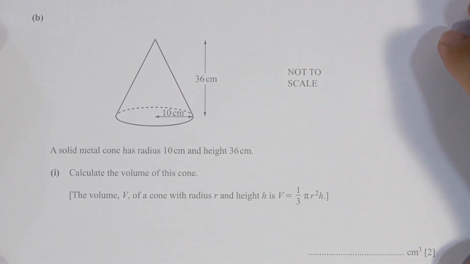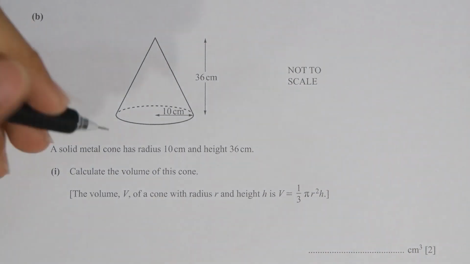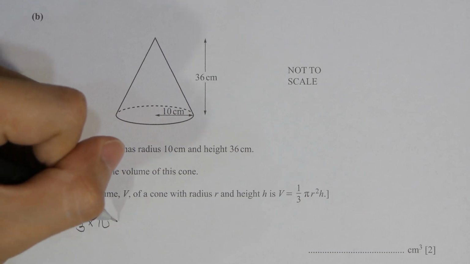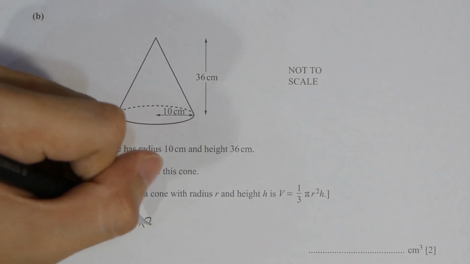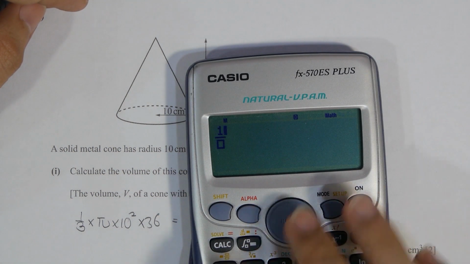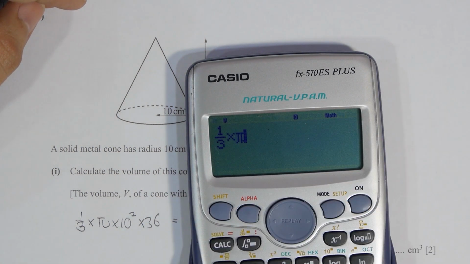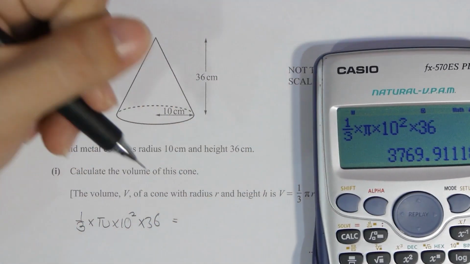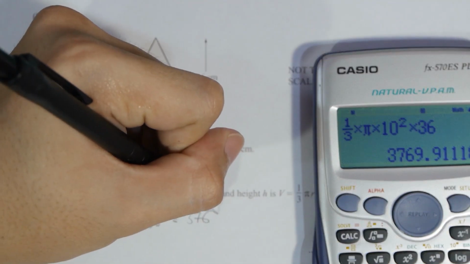For part B, calculate the volume of this cone. So 1 over 3 times pi times 10 squared times 36, then you get 3769.91 cm cubed, and this is actually equivalent to 1200 pi.